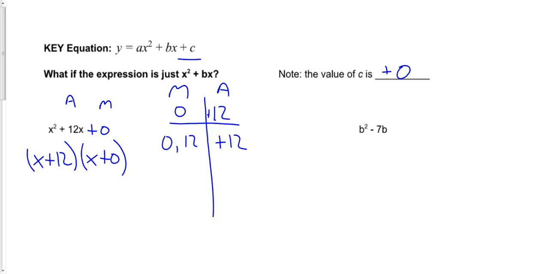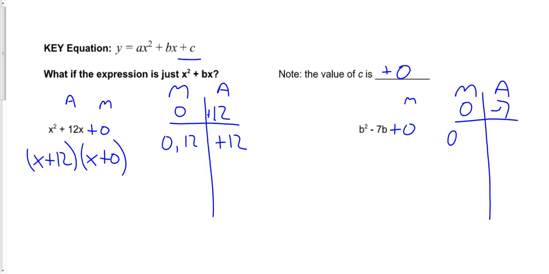Again, over here on the right-hand side, we've got b squared minus 7b, and there's no c value that's attached, so we can write one in because it's going to be 0. So in this instance, we're looking for two numbers that are going to multiply to 0, but they need to add together to give you negative 7. Well, we know that one of those numbers that's being multiplied has to be 0, and 0 plus what gives you negative 7? 0 plus negative 7. Okay, and so therefore, this one's actually going to be b minus 7 times b plus 0.